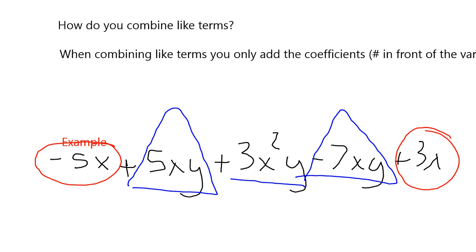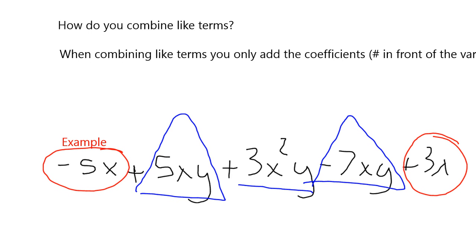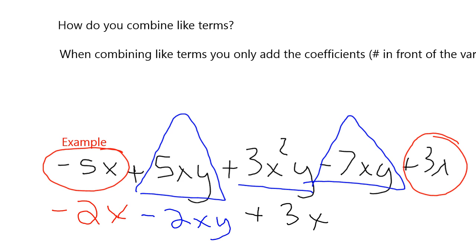So I'm going to combine my negative 5x and my positive 3x. Negative 5x plus 3x: negative 5 plus 3 is negative 2, and we keep the variable, so negative 2x. Next, I have 5xy minus 7xy. 5 minus 7 is negative 2, and we just keep our xy. And lastly, nothing happens to it. It's a 3x squared y, we just keep it positive 3x squared y. And that is how you would combine like terms.